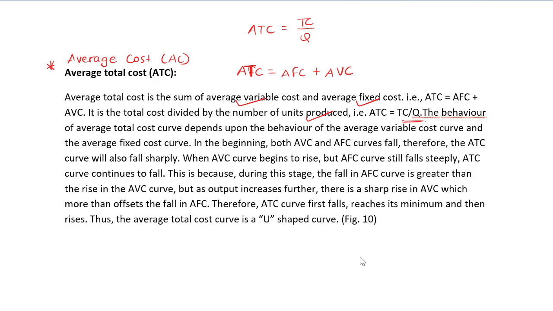The shape of the average total cost curve depends upon the behavior of the average variable cost curve and the average fixed cost curve. In the beginning, both AVC and AFC curves fall. Therefore, the average total cost curve will also fall sharply. When the AVC curve begins to rise but the AFC curve still falls steeply, the ATC curve continues to fall because during this stage the fall of the average fixed cost curve is greater than the rise of the average variable cost curve. Just see it over here.